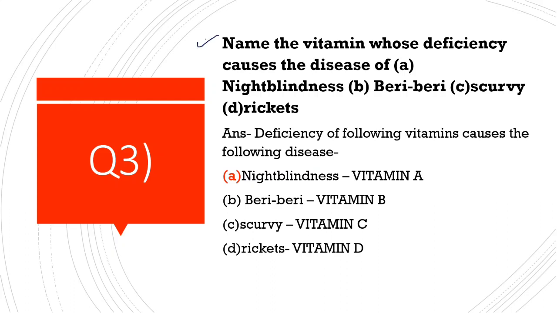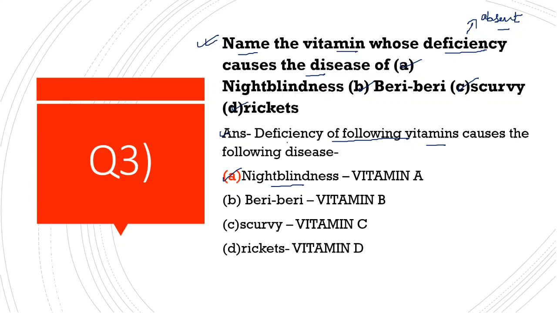Now comes the third question. Name the vitamin whose deficiency causes the disease of: A. night blindness, B. beriberi, C. scurvy and D. rickets. What do you mean by deficiency? Deficiency means absence, absence of the thing. So the answer is: deficiency of the following vitamins causes the following diseases.